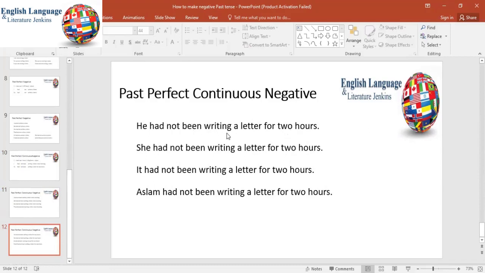He had not been writing a letter for 2 hours. She had not been writing a letter for 2 hours. It had not been writing a letter for 2 hours. Aslam had not been writing a letter for 2 hours. These are the examples of for and had not been.